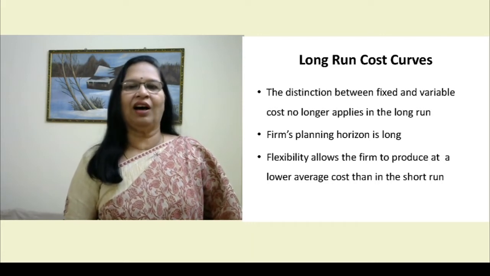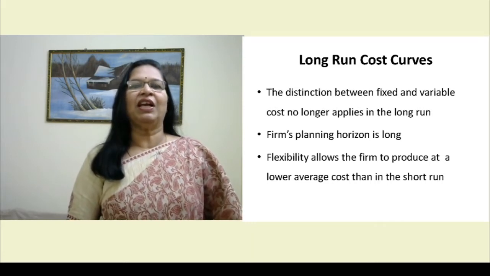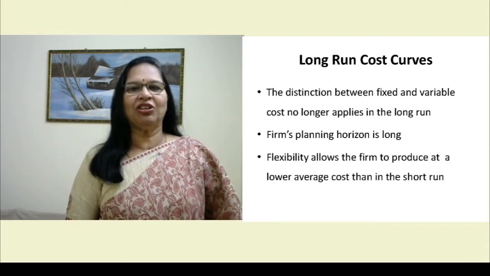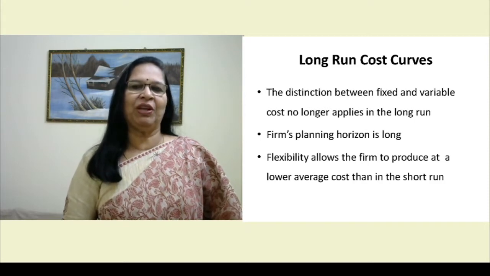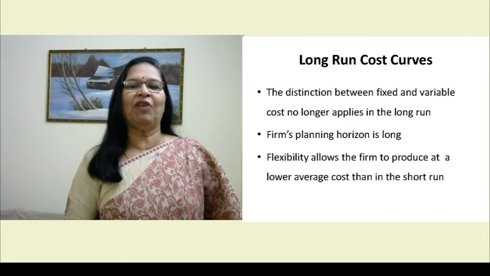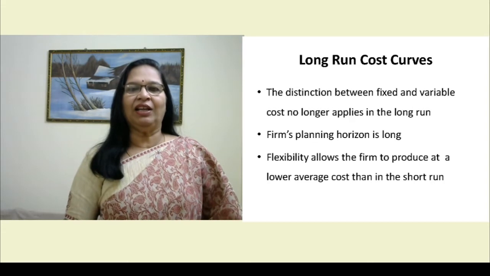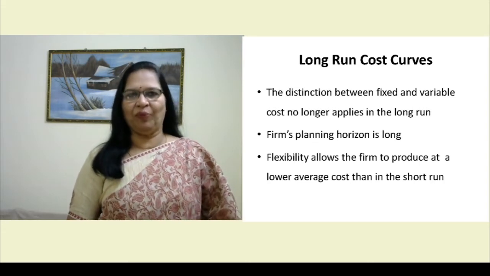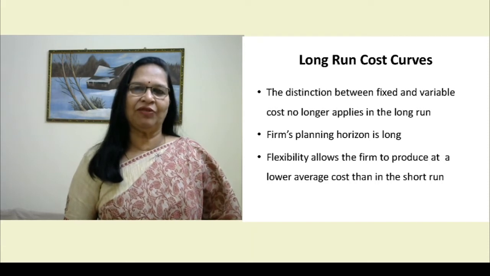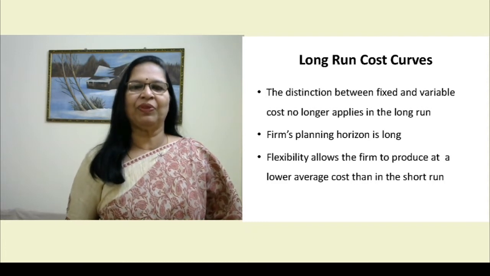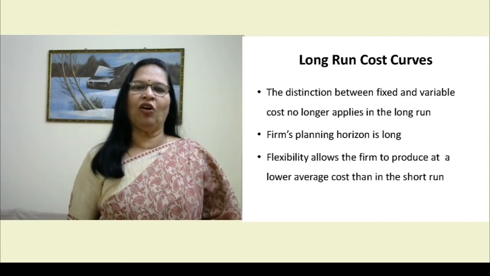Long-run cost curves are different from short-run cost curves simply on the basis of time. Short-run cost curves were meant to be for 3 months, 6 months, or 8 months, depending upon the firm and the product. And during this time, we found that these firms had a distinction between the fixed cost and variable cost. We found that we have total cost categories and the average cost categories. We now move into the long run cost curve.